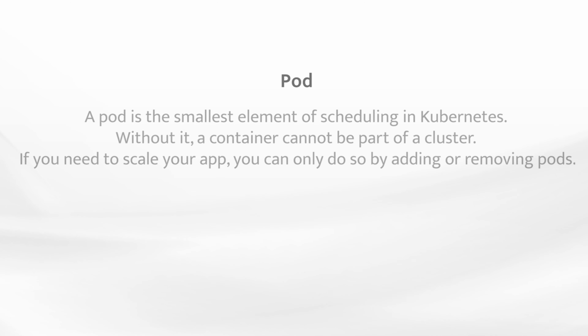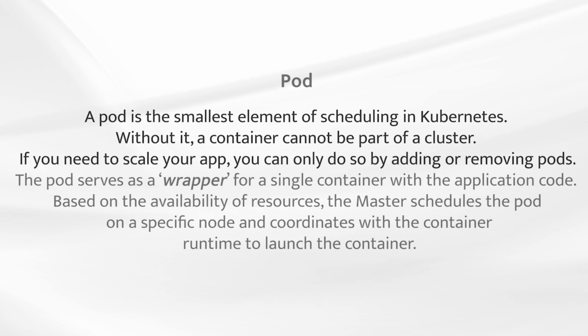Pod. A pod is the smallest element of scheduling in Kubernetes. Without it, a container cannot be part of a cluster. If you need to scale your app, you can only do it by adding or removing pods. The pod serves as a wrapper for a single container with the application code. Based on the availability of resources, the master schedules the pod on a specific node and coordinates with the container runtime to launch the container.